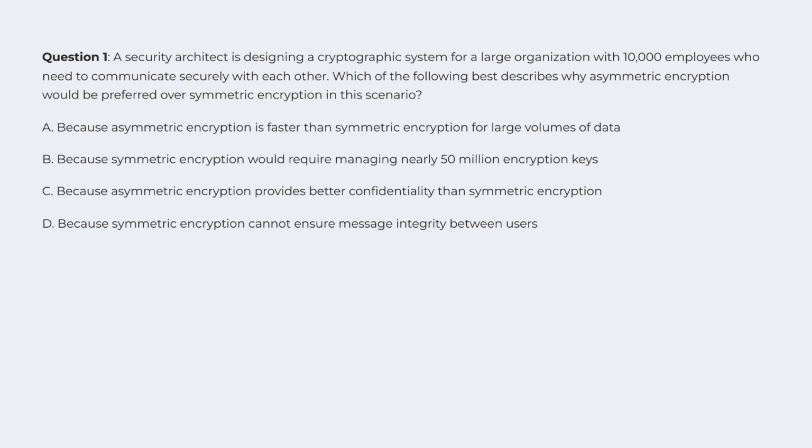to communicate securely with each other. Which of the following best describes why asymmetric encryption would be preferred over symmetric encryption in this scenario? A. Because asymmetric encryption is faster than symmetric encryption for large volumes of data. B. Because symmetric encryption would require managing nearly 50 million encryption keys. C. Because asymmetric encryption provides better confidentiality than symmetric encryption. D. Because symmetric encryption cannot ensure message integrity between users.